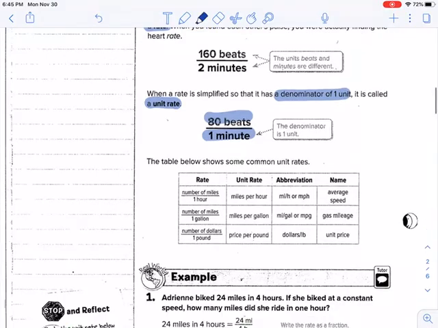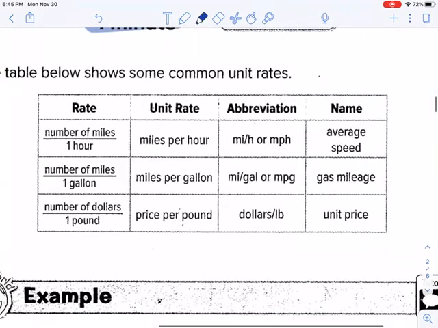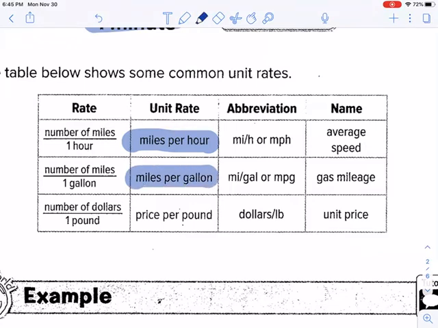So some common unit rates that you see in the real world: when you're driving, how fast you're going is miles per hour. You can calculate how many miles per gallon you get in your car. When you go to the grocery store, price per pound for your shrimp, your lunch meat, your produce.